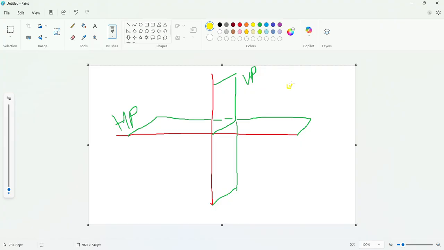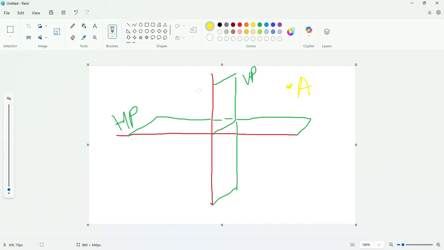Suppose this is point A, so it means this point A is above HP and in front of VP, because to the right of VP it is in front, and on the back side of VP or to the left side of VP it is behind VP. So this point is A, above HP and in front of VP.